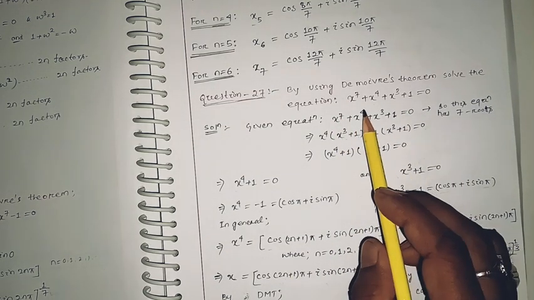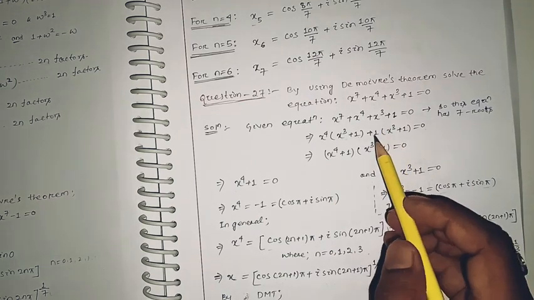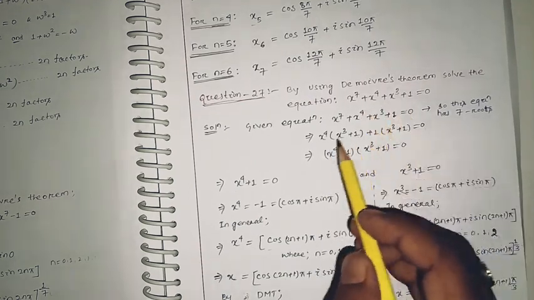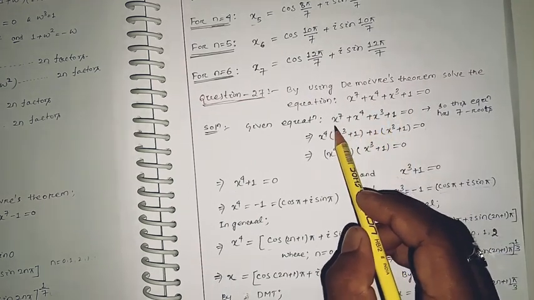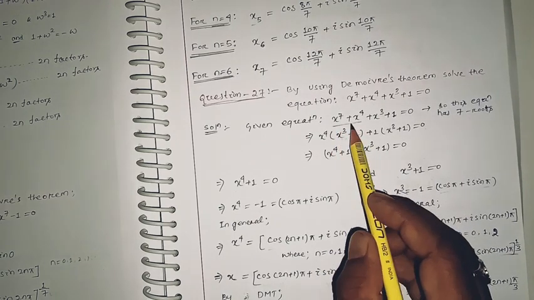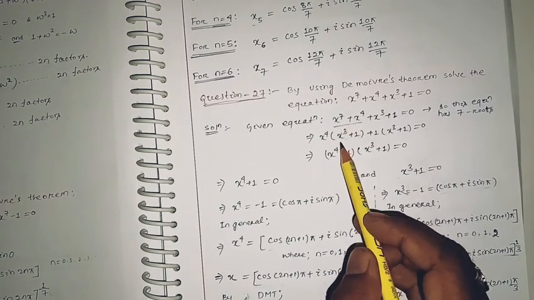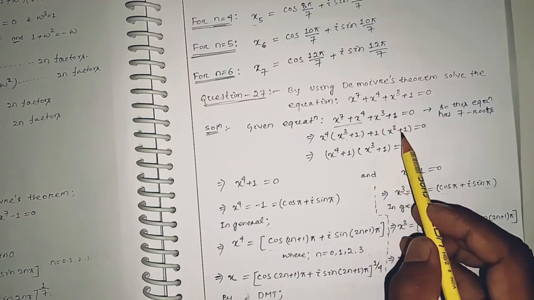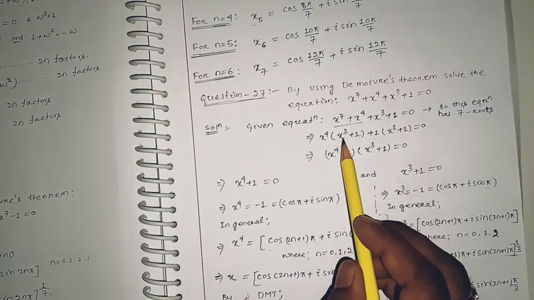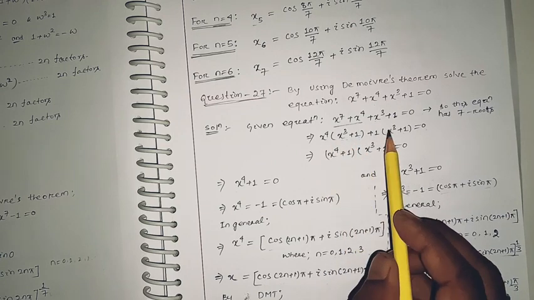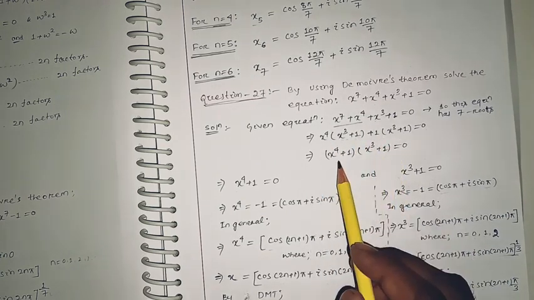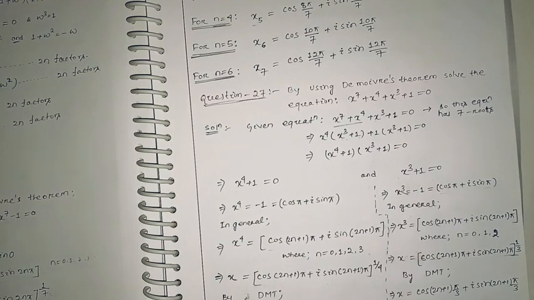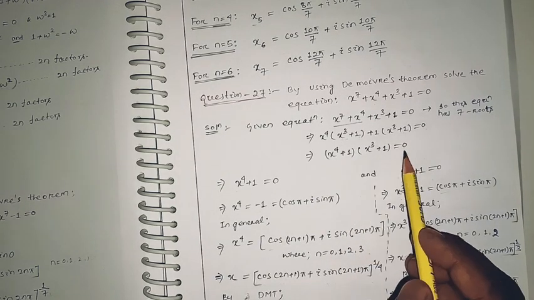So to find out the 7 roots for this equation, you just rewrite it. Take x to the power 4 common from these two terms, which means x cube plus 1. Take 1 common from these two terms, which means x cube plus 1 equal to 0. So x cube plus 1 is taken common from these terms, and it will be (x cube plus 1)(x to the power 4 plus 1) equal to 0.